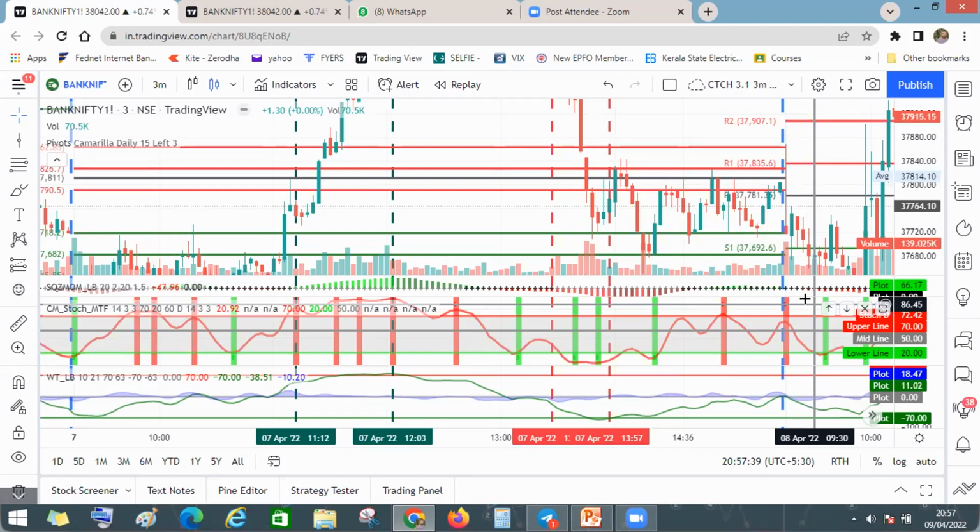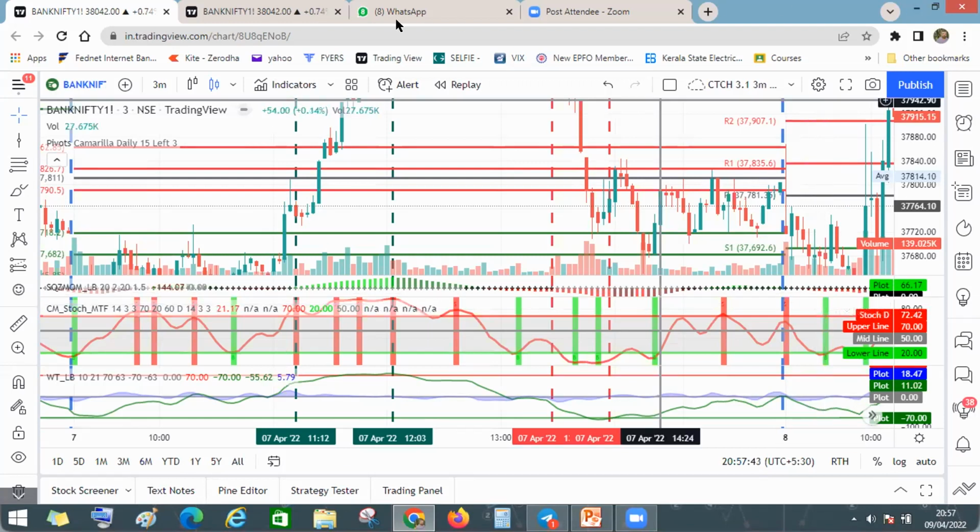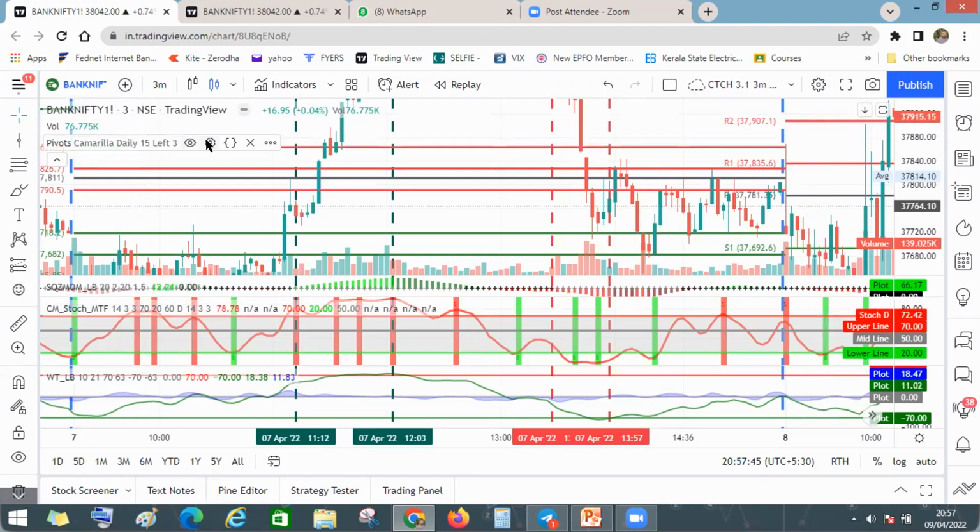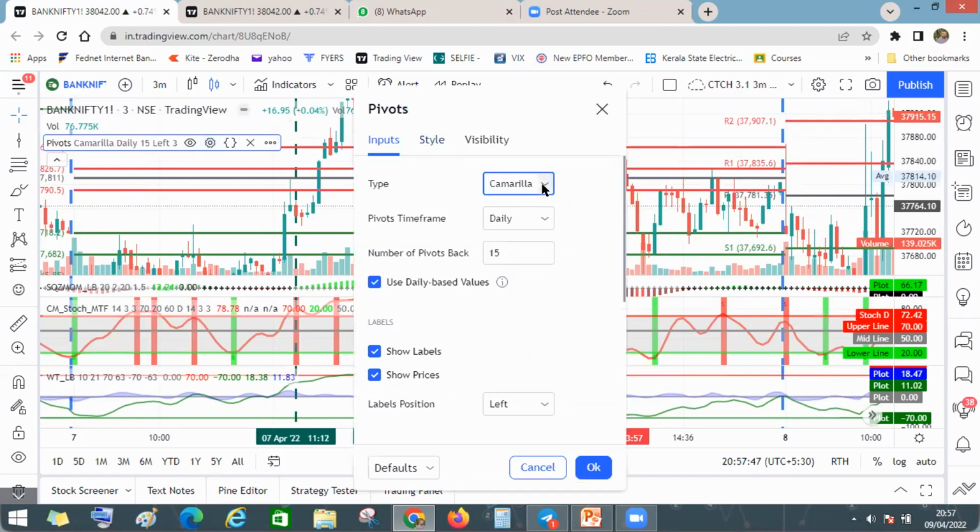Why? Because later on, instead of Camarilla, there are five other options. I do not know whether you have time to show that. Yes, sir, I can show that. Here, so we can. There is Fibonacci. Now, I would have preferred Fibonacci, but we are not introduced to Fibonacci.